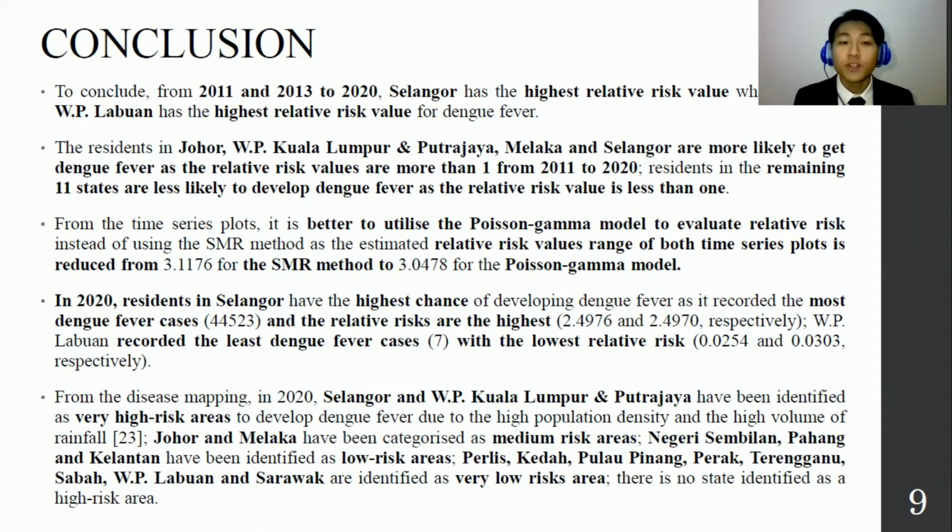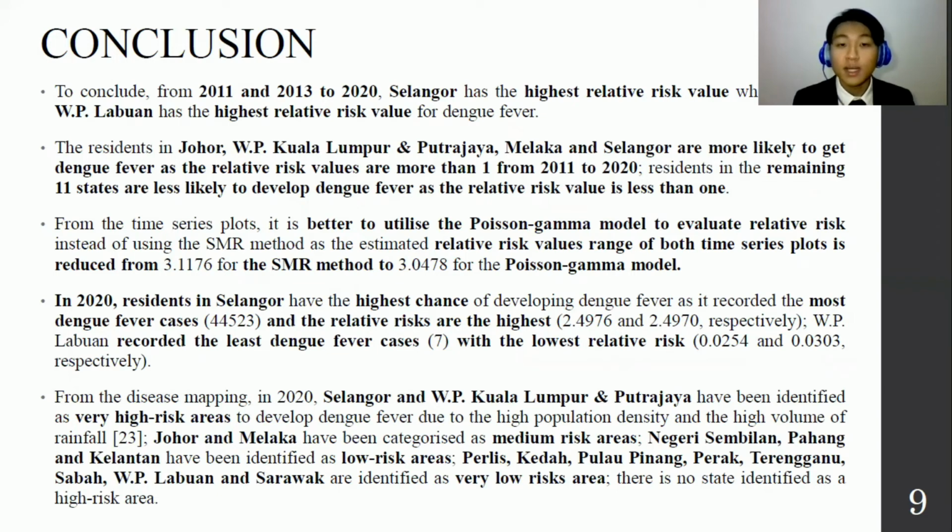To conclude, from 2011 and 2013 to 2020, Selangor has the highest relative risk value, while in 2012, Labuan has the highest relative risk value for dengue fever. The residents in Johor, KL and Putrajaya, Malacca, and Selangor are more likely to get dengue fever as the relative risk values are more than 1 from 2011 to 2020. While the residents in the remaining 11 states are less likely to develop dengue fever as the relative risk value is less than 1.